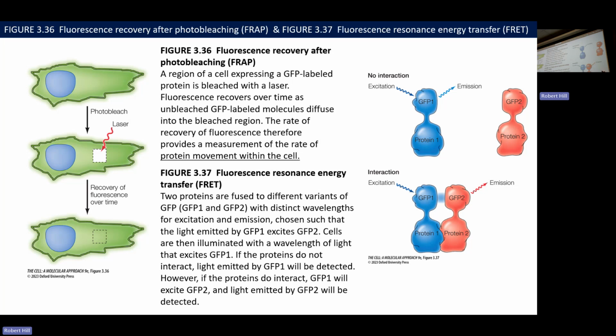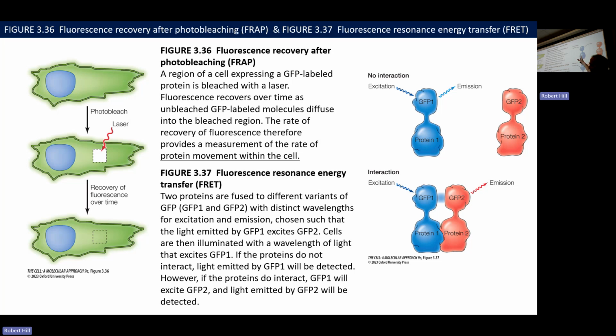So if you have two different proteins and you give the first one the correct wavelength to excite it, it's going to emit a particular wavelength. And if the second protein responds to that particular wavelength, it will then emit its light. So you're basically using the emission light of the first one as the excitation light of the second one. If that works, you know you've got these proteins interacting with each other. And this is what FRET is.